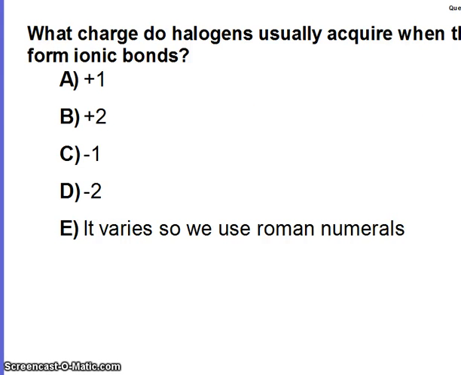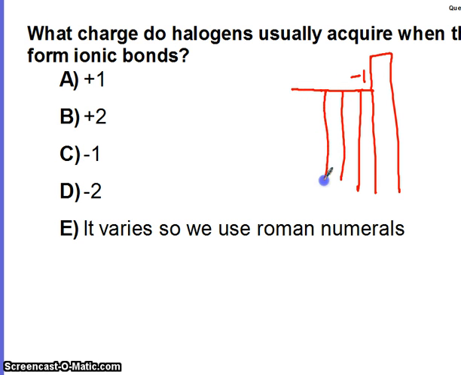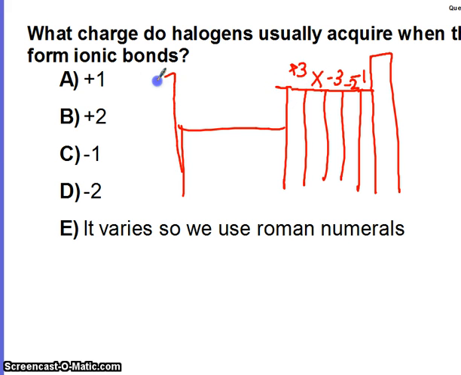What charge do halogens acquire when they form ionic bonds? When they form ions is really what it should say, and halogens are your group right here by the noble gases, and they all form a -1. Again, the other thing that you should always remember about your periodic table for the purposes of this test: -3, -2, -1. Here's your D block, +1. These all form a +2, a +3, X, -3, -2, -1, X. And that's your halogens, this column right here.